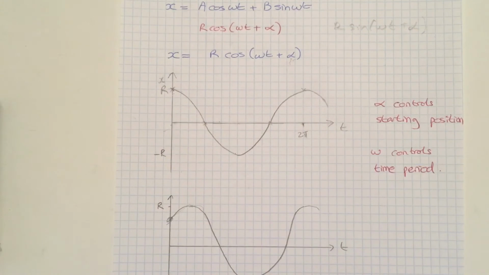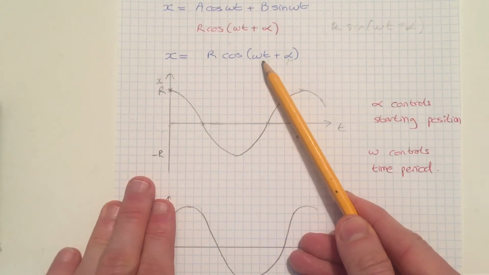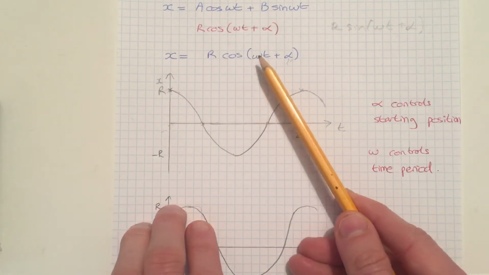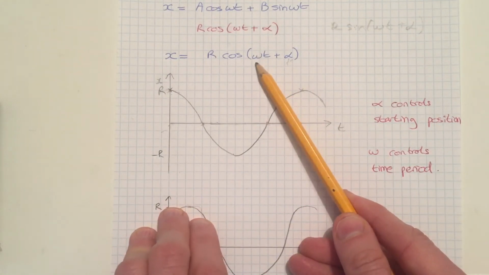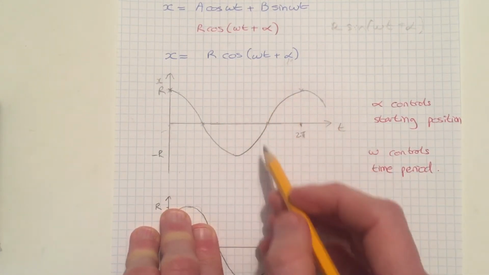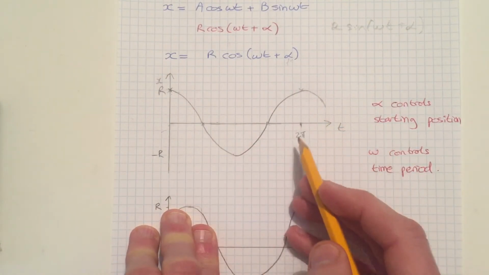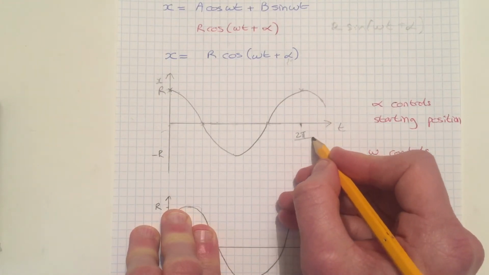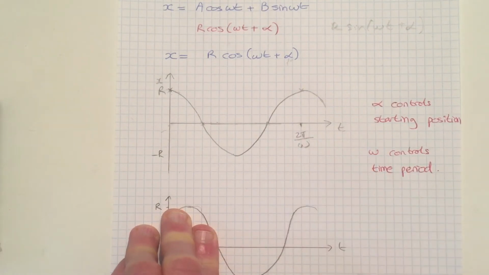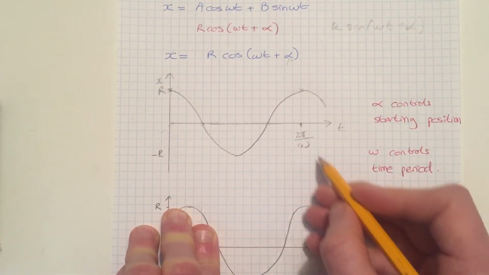The omega, like we saw in the simulation, is controlling the time period, so how quickly it takes. The bigger omega is, the shorter the time period. So in this case, I'm just assuming that omega is 1, because I'm saying that one period takes 2 pi. If omega was not 1, then our time period would be given by 2 pi over omega. So the time period is 2 pi over omega.